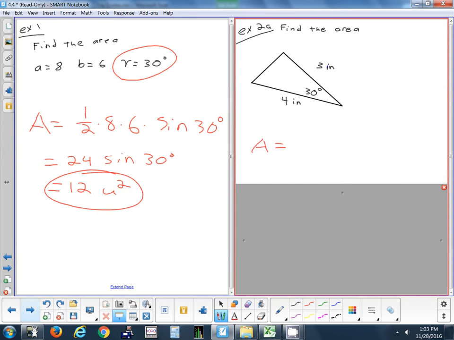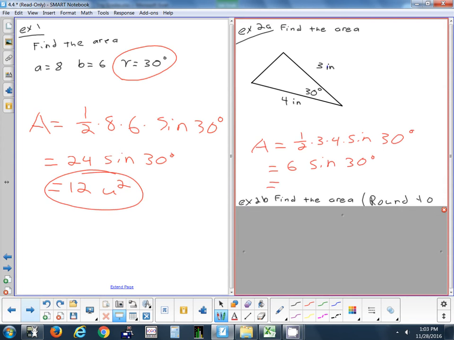So it would be 1/2 times 3 times 4 times sine. Yep. So 3 times 4 is 12, and 1/2 of 12 is 6. And based on the last problem, anyone think they know what 6 sine 30 is? 3. And what would be the units? Inches squared. Yep, so 3 square inches. Hey, any questions on that one?